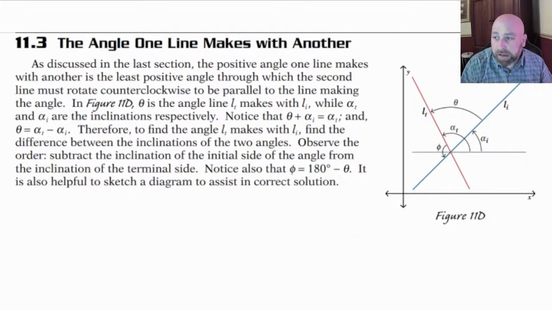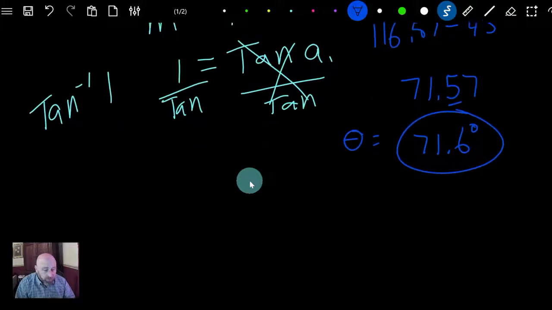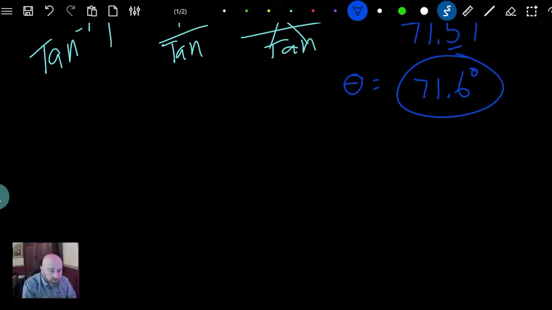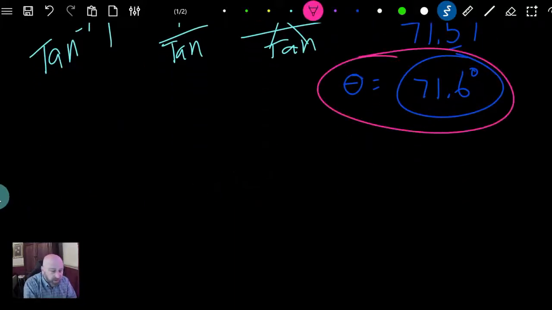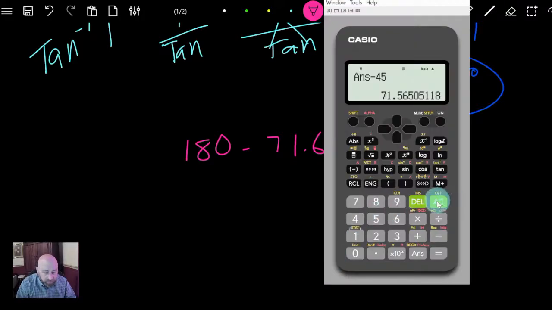So we just come back over here to our problem that we're looking at. We want to just subtract this from 180, and we're going to get the answer. So here's our phi. We're just going to do 180 minus 71.6. And you can use your calculator for that real quick.